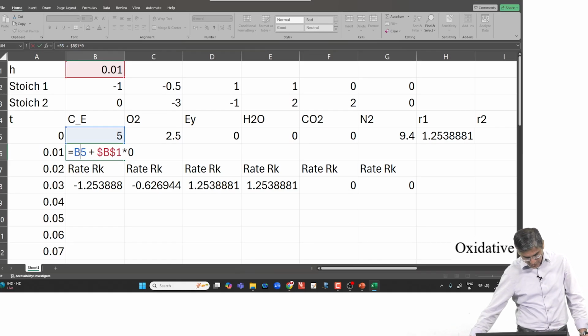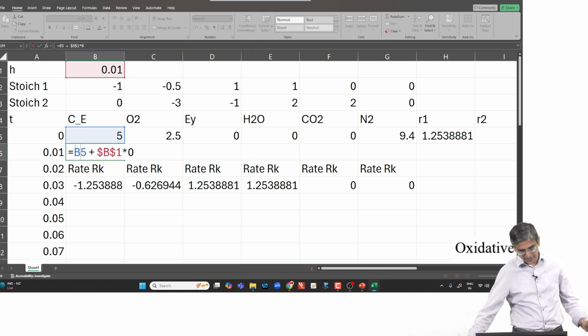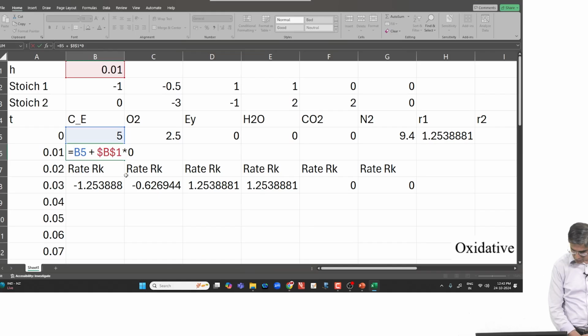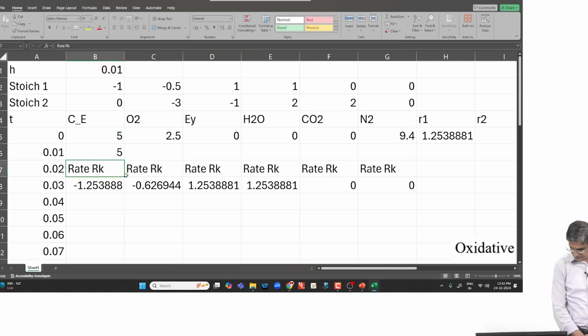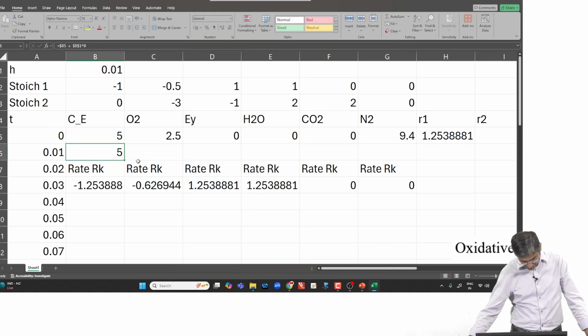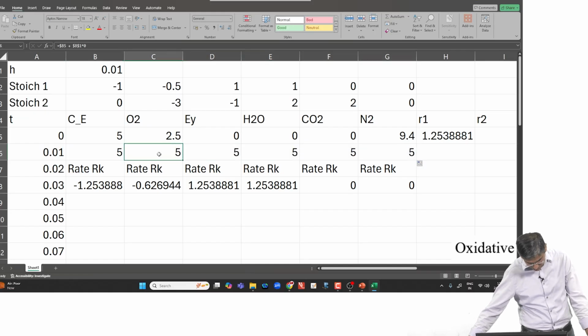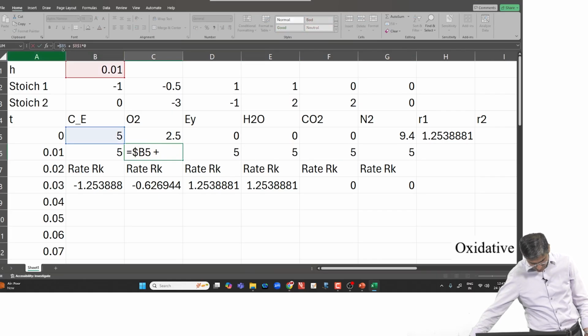Over here, when you drag this down, your 5 should change to 6, 6 to 7, 7 to 8, but when you drag left, your B's should not change. So I will put the dollar over here. If we do that, let us see what happens. Oops, some mistake. There should not be a dollar here also.